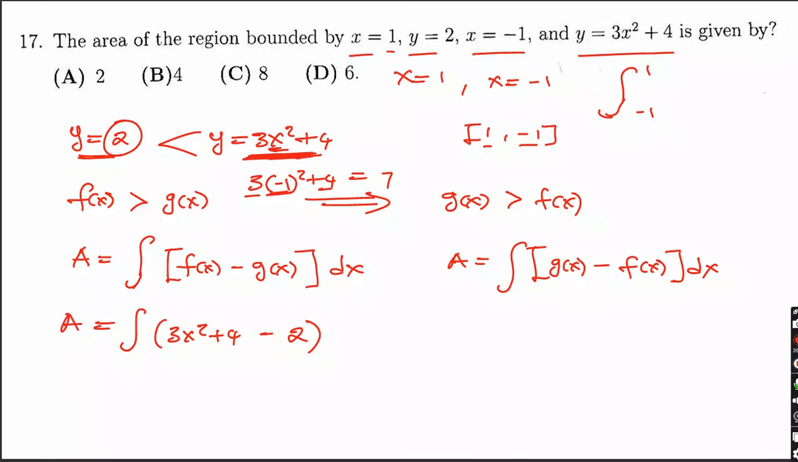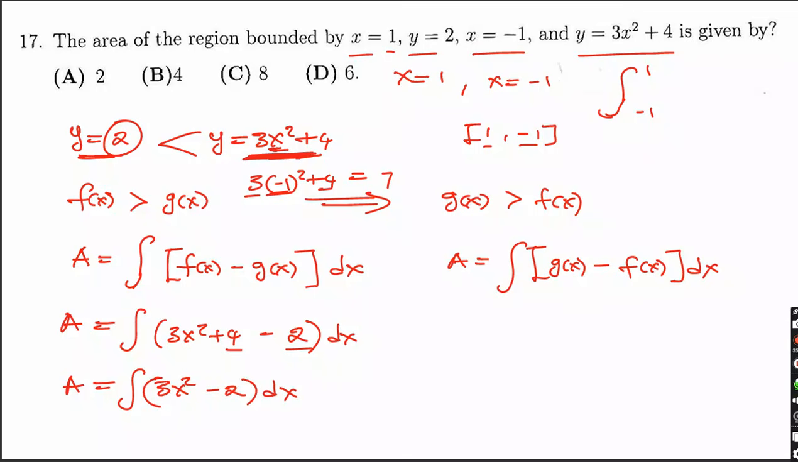Always test to see which one is greater. Don't just look, because sometimes they may trick you. After that you can just simplify now, because we have like terms there: 4 minus 2 gives us 2, so we're going to have 3x squared plus 2, then dx.